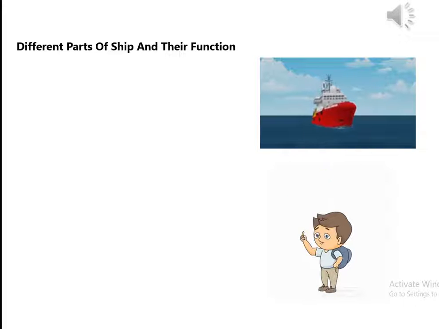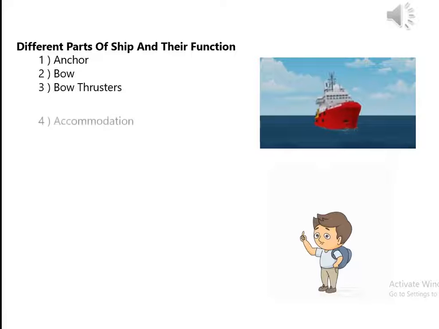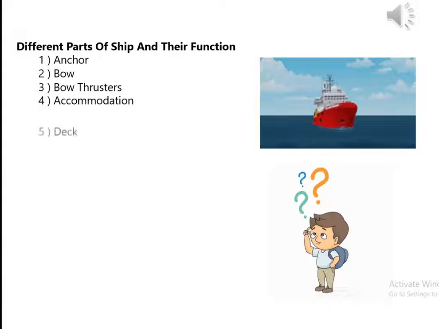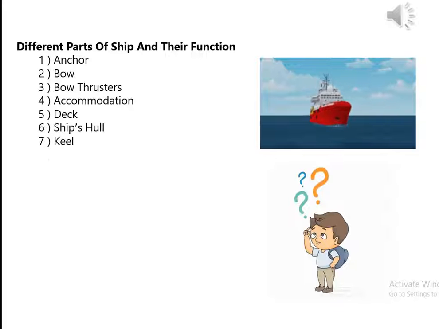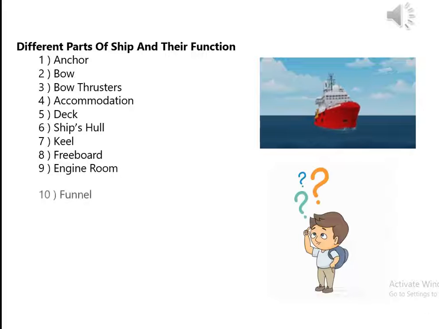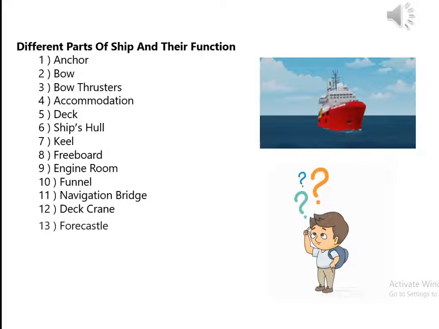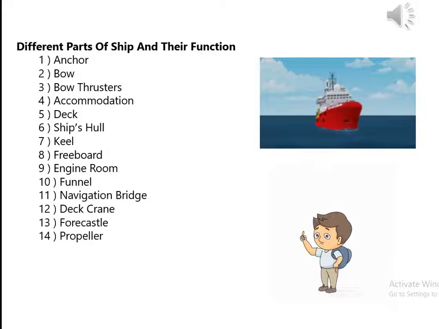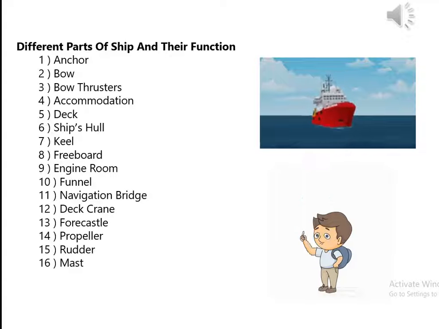Different parts of ship and their function. 1. Anchor. 2. Bow. 3. Bow thrusters. 4. Accommodation. 5. Deck. 6. Ship's hull. 8. Freeboard. 9. Engine room. 10. Funnel. 11. Navigation bridge. 12. Deck crane. 13. Forecastle. 14. Propeller. 15. Rudder. 16. Mast.